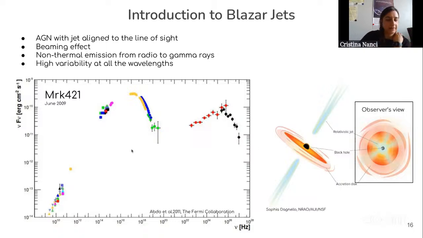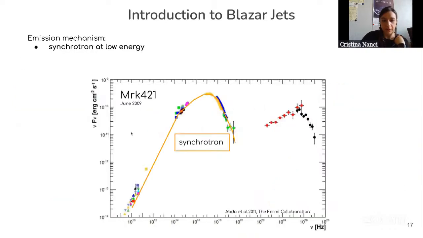In most of the cases, we have non-thermal emission from the jet, from radio up to very high energies. And this is an example for Markarian 421, that is one of the most studied blazars known. In this spectral energy distribution, you can also recognize the typical two-component shape of blazar SEDs, for which we have an explanation for the low energy component, that is synchrotron emission from a population of electrons moving in a magnetic field.